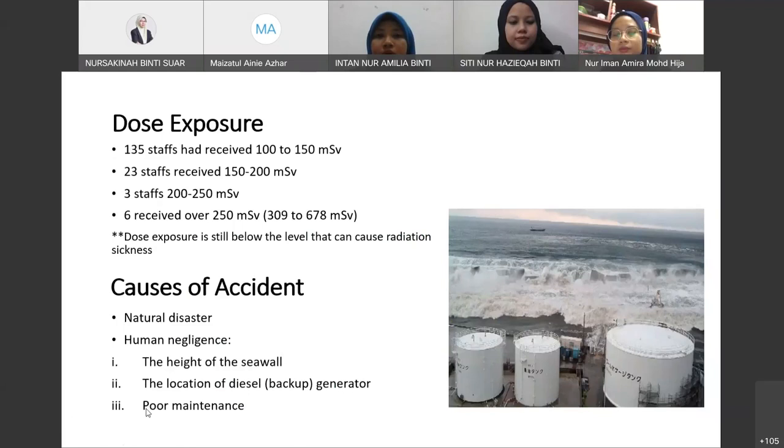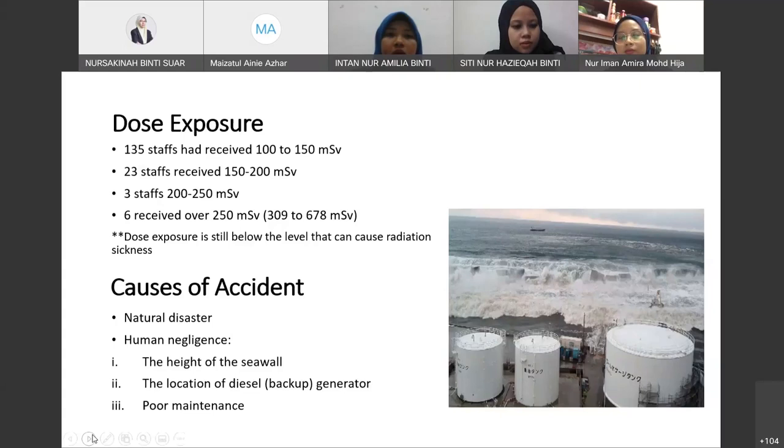And from the total number, only 6 received a dose over 250 mg, ranging from 309 to 678 mg. These 6 were actually the staff working in the control unit of nuclear reactors 3 and 4 during the first 2 days of the accident, and they didn't wear proper breathing apparatus. Even though they received a really high dose, fortunately they didn't show any radiation sickness during that time.